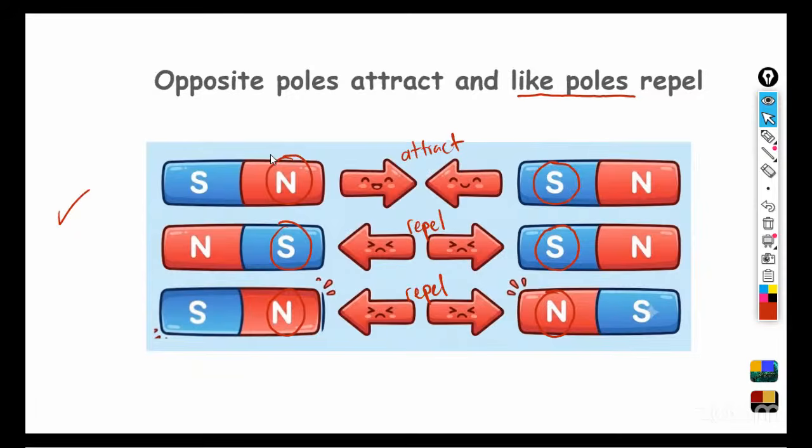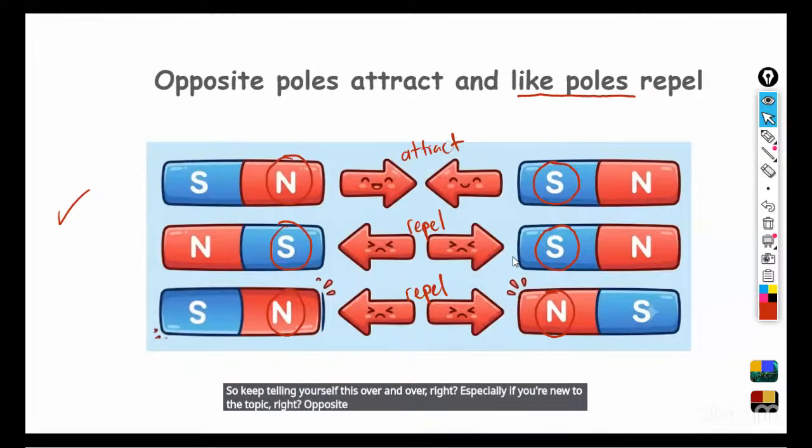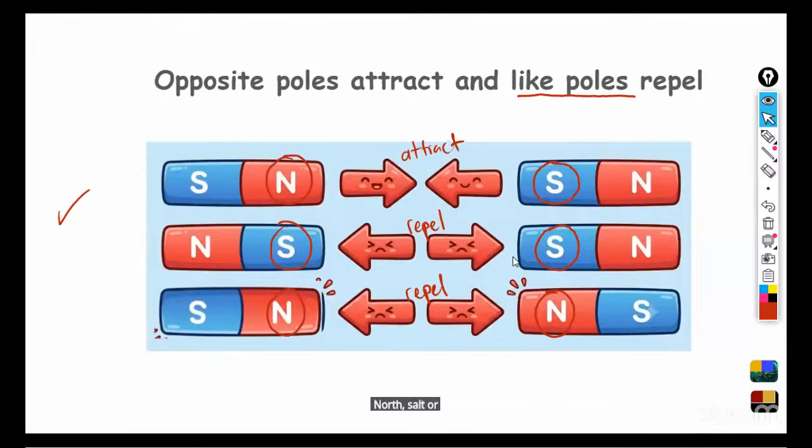All right, take about 20 seconds again, and we will move on. Keep telling yourself this over and over, especially if you're new to the topic. Opposite poles attract. Once the two poles are different, north south or south north, they're going to attract. If they're the same, they push each other away.